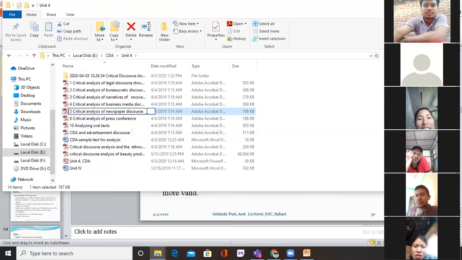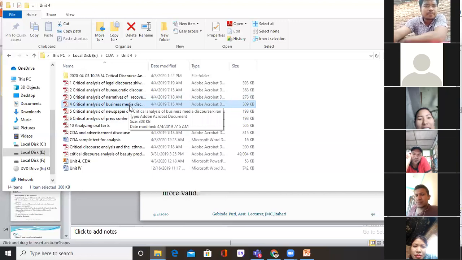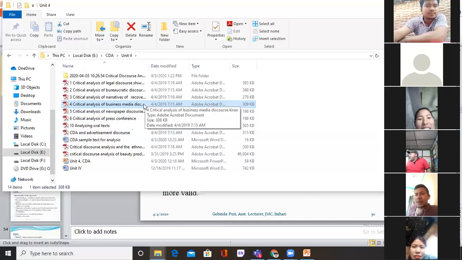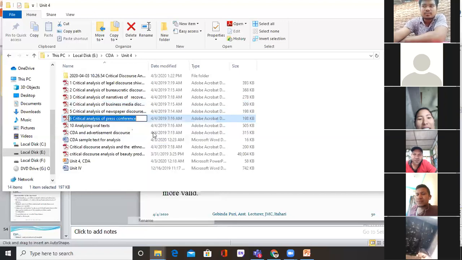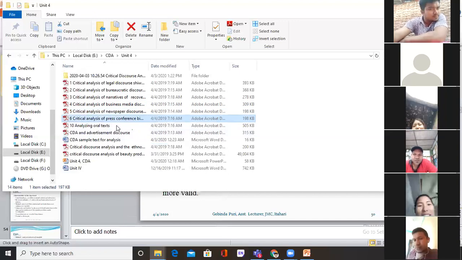Okay, next one. Bandana. Newspaper. Bandana, you will read this article. You can print and you can read. Whose name is mentioned in the fourth? Business media. Kiran. Media related, and a person, then press conference. Bimala, left. Bimu, right. And then who will read that oral text?